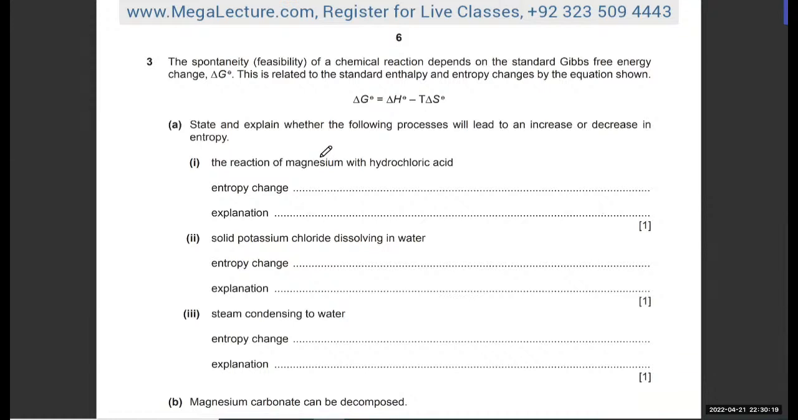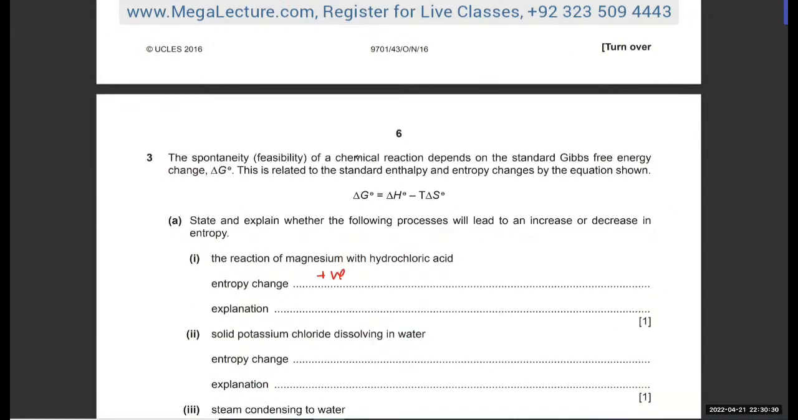This one very quickly: magnesium with hydrochloric acid, entropy change. Is it positive or negative? Positive. Okay, and why is it positive? Hydrogen gas. Magnesium chloride plus hydrogen gas is formed. So what you're going to write is gas moles increase, or gas is produced. That would be sufficient.